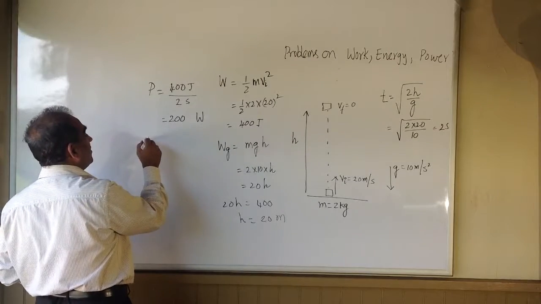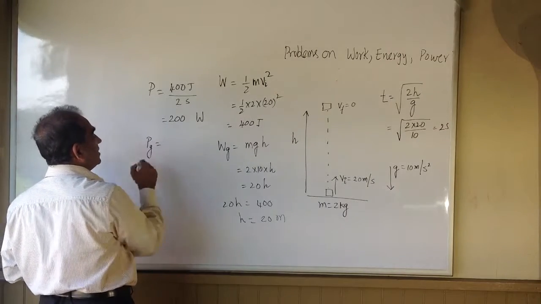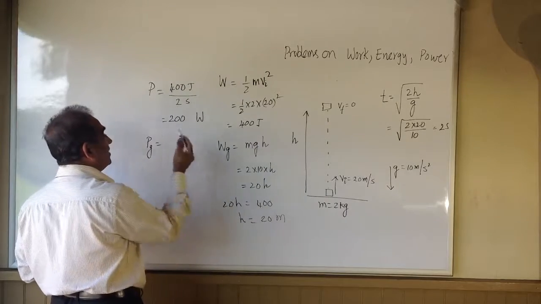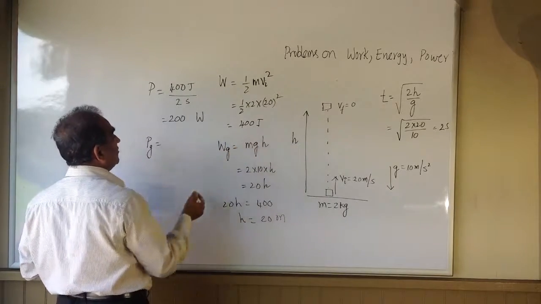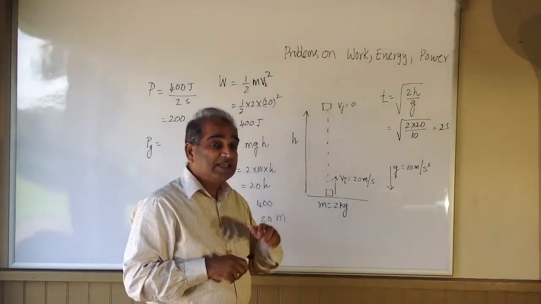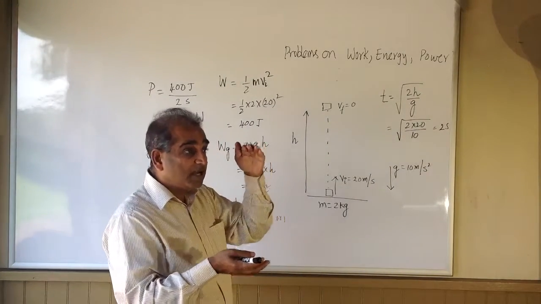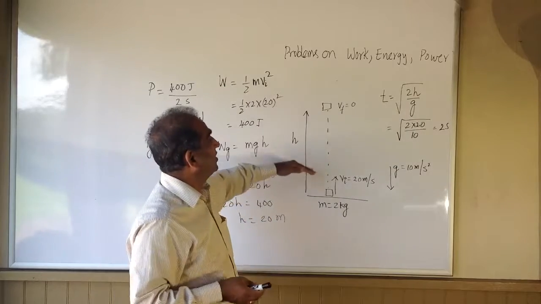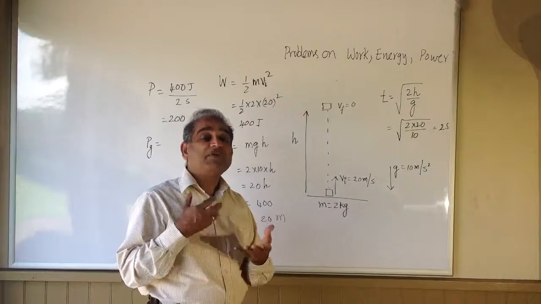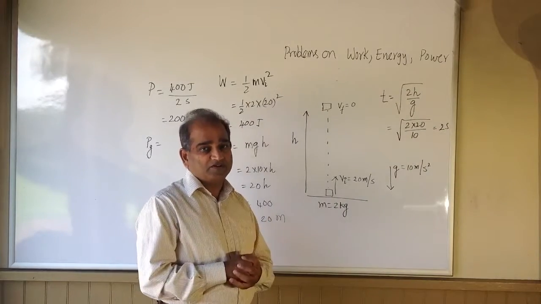What about the power done by gravity? Power is equal to how much? The same power, because the 400 again, the potential energy converted, is this one over 2. So the power that I supplied is being utilized by the gravity in raising to height h. So that's how we do problems with power, work, energy.